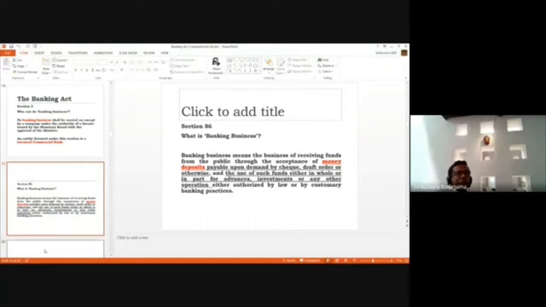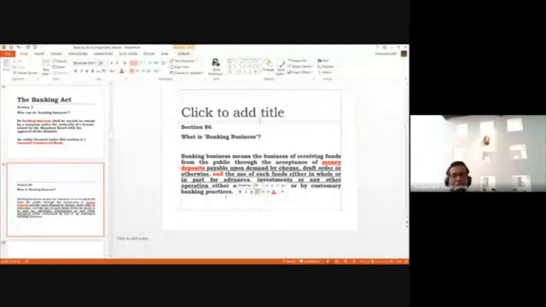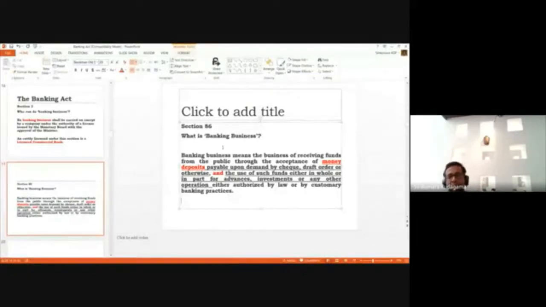So if you are collecting money deposits which are demand deposits, then you can become a banker provided that the other part is also fulfilled. You see that there's the word "and" here. You collect money deposits which are payable on demand, and you do something. This "and" is very important. If not for this connection between the first part and the second part, it's not a banking business. And the use of such funds either in whole or in part for advances, investments, or any other operation either authorized by law or by customary banking practice.